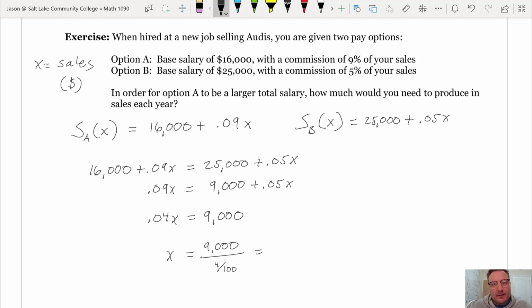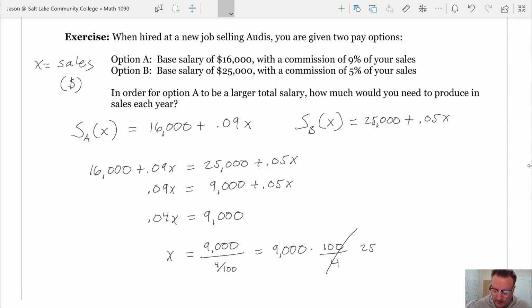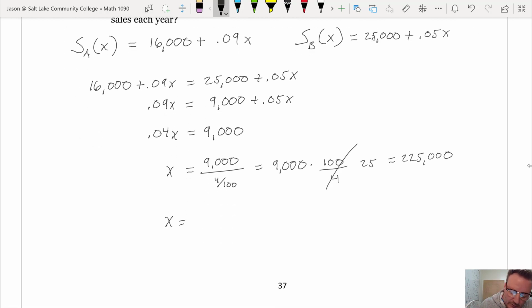And dividing by a number is the same as multiplying by its reciprocal. So this is equal to 9,000 times the reciprocal of 4 over 100, which would be 100 over 4. 100 over 4, though, is just the same as 25, so 9,000 times 25. Can't do that in my head, really. 25 times 9,000 is $225,000. So let's just write that out. So X equals $225,000.